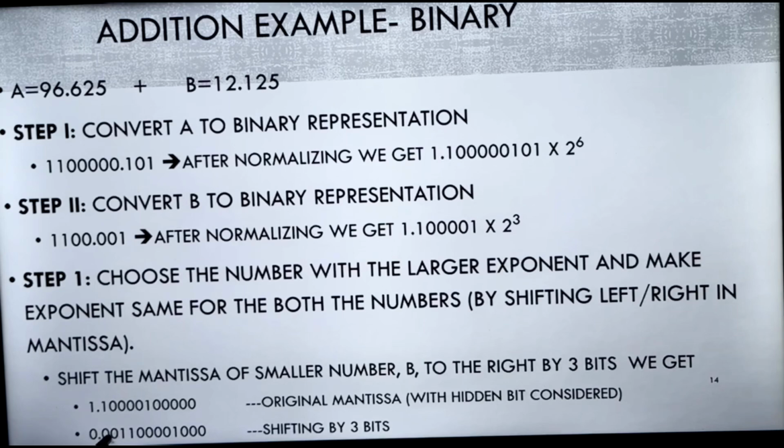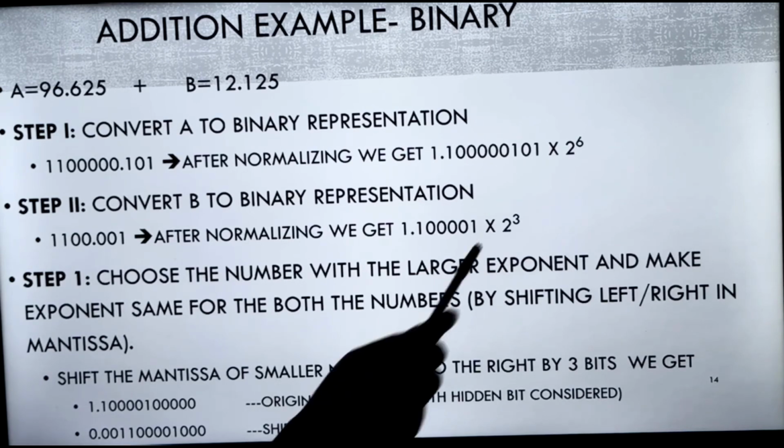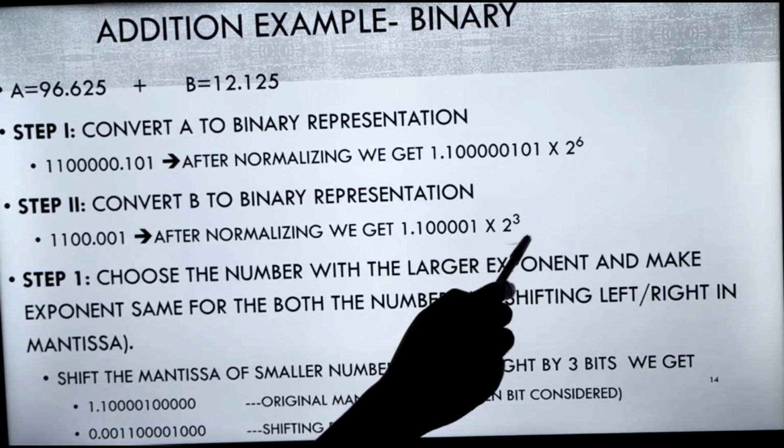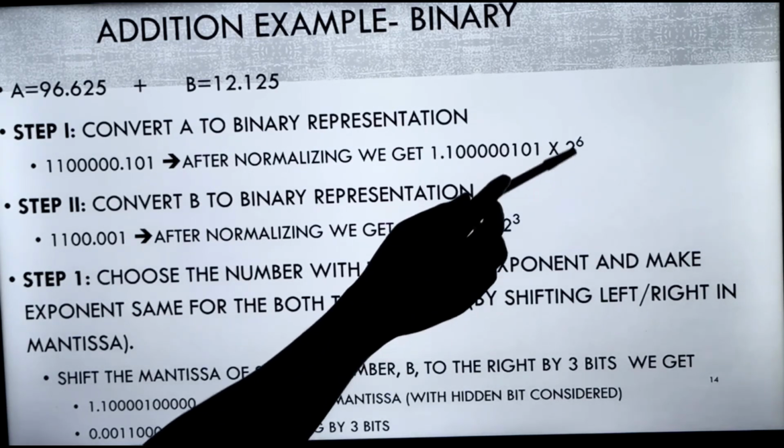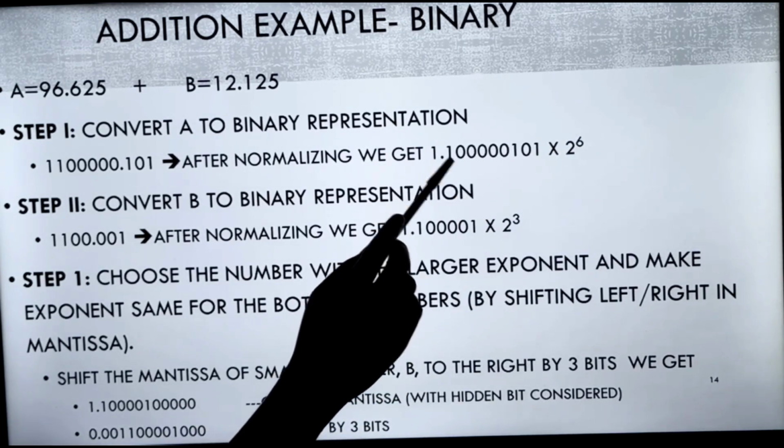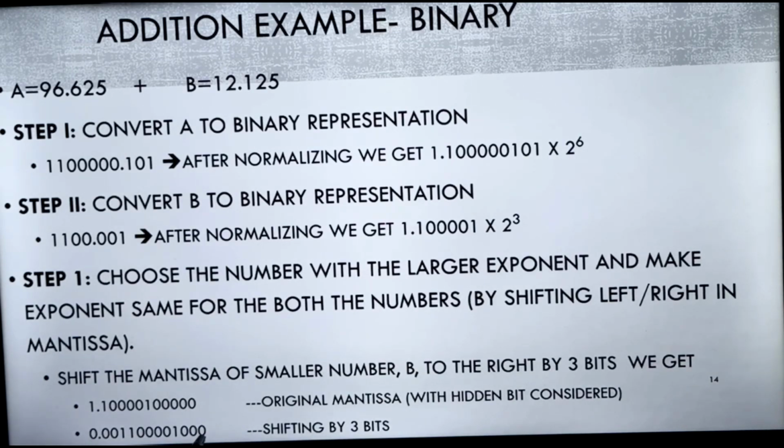3 times I am moving left hand side, so that this 2 to the power 3 will become 2 to the power 6. The aim is to make this exponent the same, and we will go with the largest value. Fine. Now we have 2 to the power 6 in both the numbers. First number is 1 dot this and second number is 0 dot this.